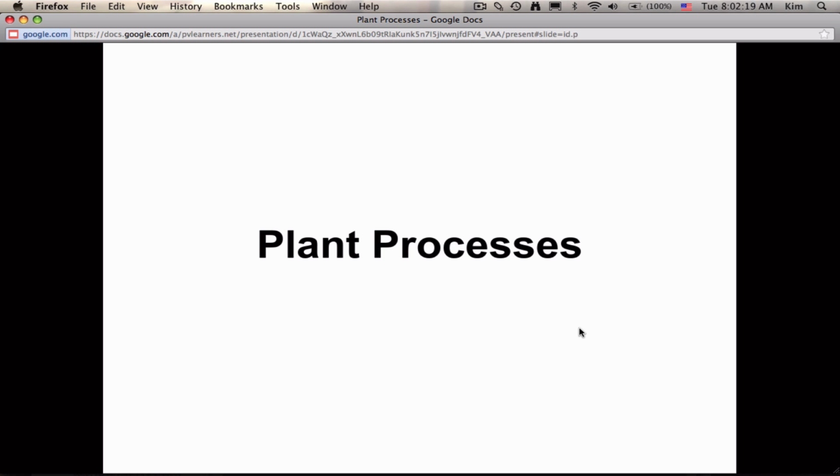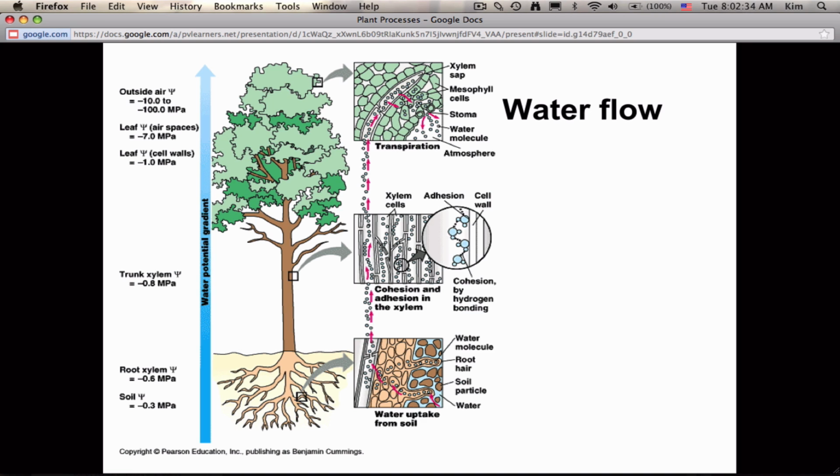Going to move on and talk about plant processes. And plants do actually have several processes that they perform in order to grow and develop and reproduce. So we're going to talk about those processes. The first one we're going to talk about is water flow.